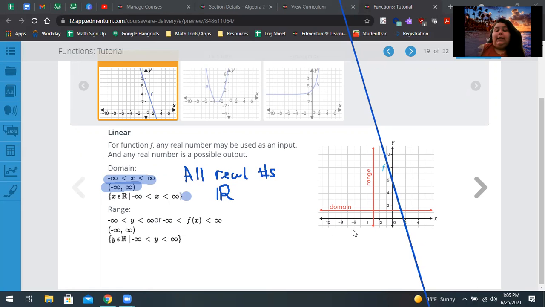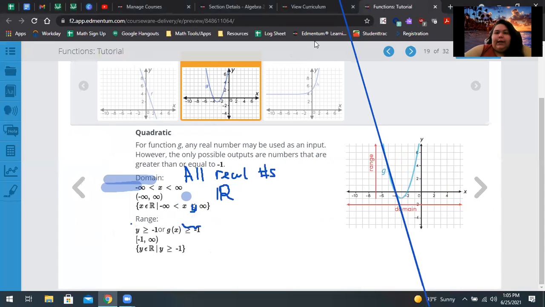How about the range? Range, remember, talks about the vertical point. It's going to go forever up and forever down. So again, we also do negative infinity to positive infinity. Keep in mind, look at the notation. Here, they used f of x. Remember, f of x is the same thing as y. Here, they use the y. Again, f of x and y can be interchanged. The reason we use f of x is just to let us know that it is an actual function.